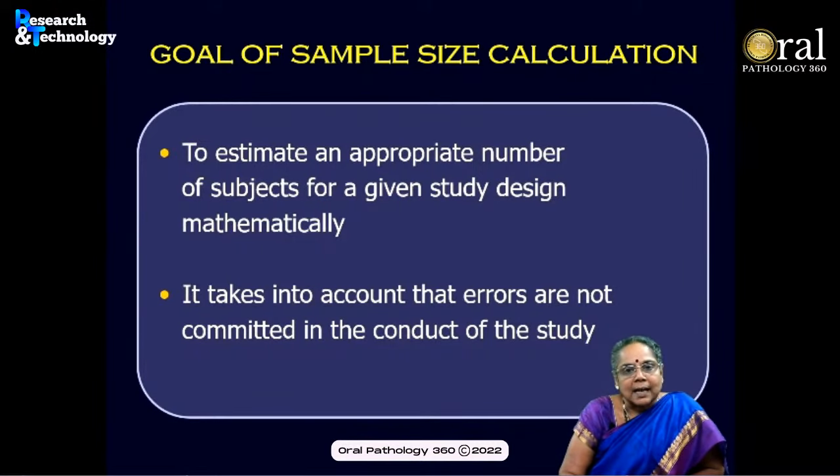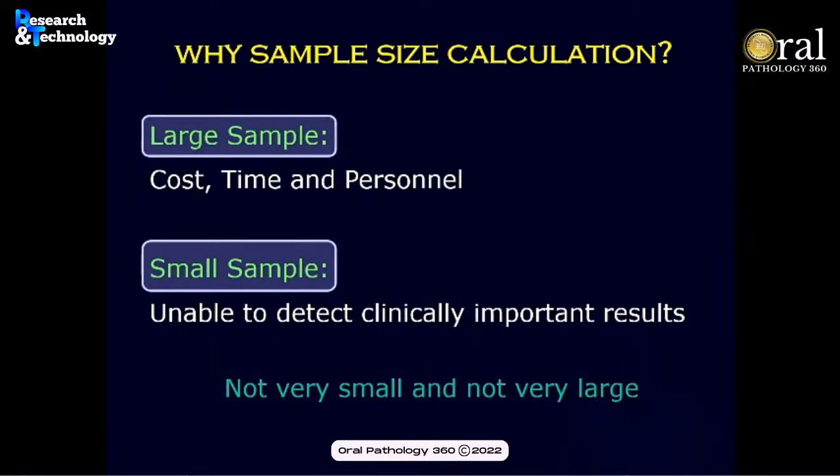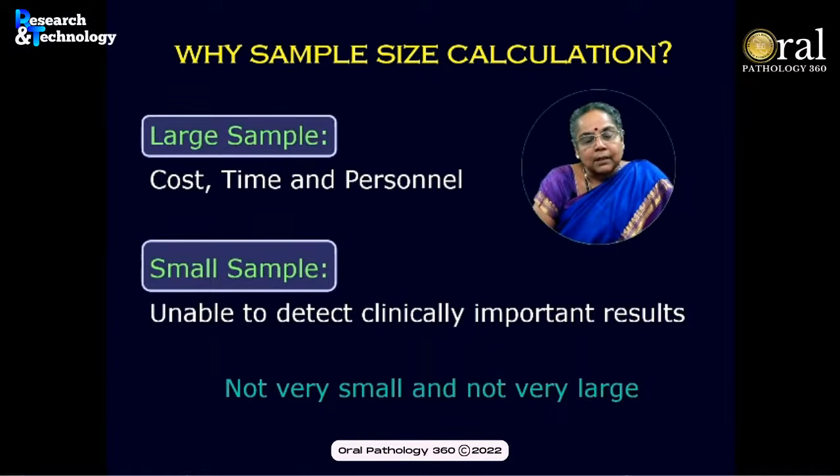Also, the sample size takes into account that errors are not committed in the conduct of the study. This you will understand as I move further. So we want an ideal sample. We don't want a large sample because it is not cost effective, consumes a lot of time and also manpower. If you have a small sample, you're unable to detect clinically important results. So you want a sample that is not very small and also not very large.